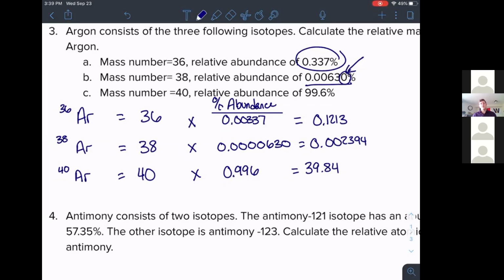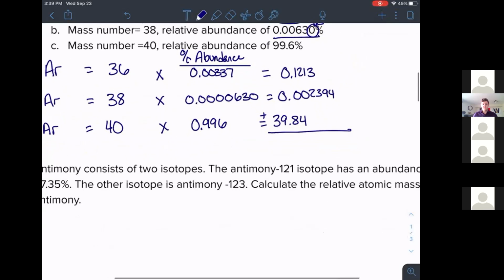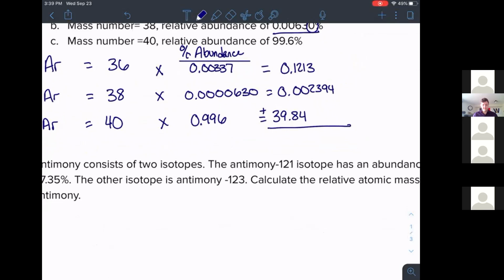Awesome. So now once we have all our values, what are we going to do with them? Add them together. Perfect. So let's add these three together. And can anybody tell me what we get? 39.9636.